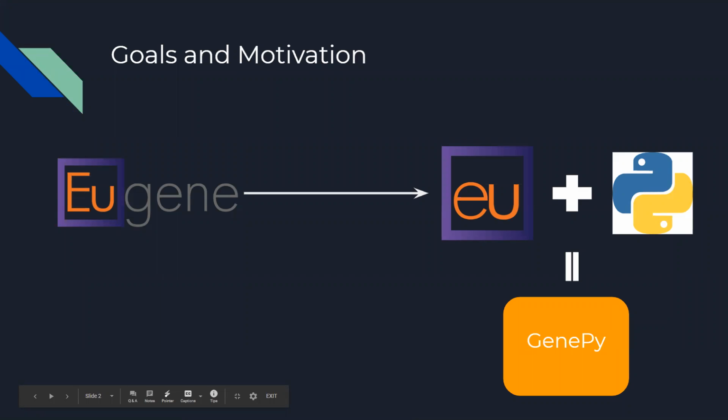So the goals and motivations behind this project. With this project, we are essentially porting the functionality of Eugene, and more specifically miniEugene, which is a light version of the greater Eugene ecosystem, into a Python tool called GenePy. The motivation behind this was to essentially make Eugene functionality more accessible to users.